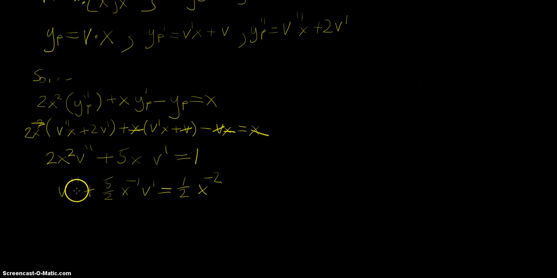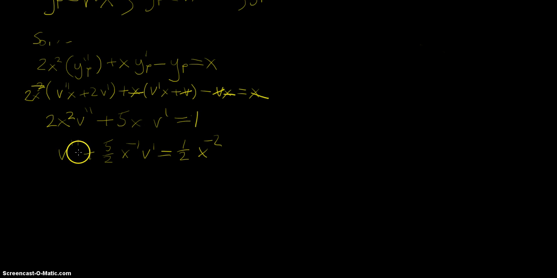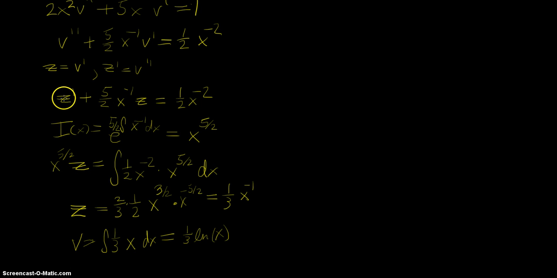And simplifying it into a more standard form, a more general form, where this has no non-constant coefficient, it's pretty easy to see that this can be solved using another reduction of order and integrating factor. So after saying z equals v prime, z prime equals v double prime, we've reduced the order down to first order. Here's our integrating factor. Here are our solution steps.